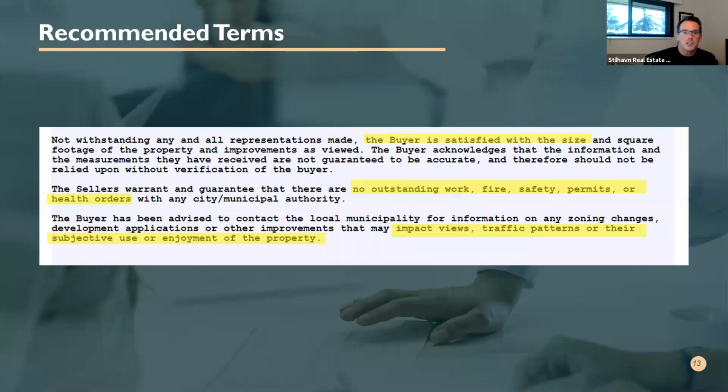The buyer acknowledges that the information and the measurements they have received are not guaranteed to be accurate and therefore should not be relied upon without verification. And again, usually, unless it's a crazy amount, if this ever goes to court, the court's going to look and say, okay, Mr. Buyer, you're not happy that it's 75 square feet smaller. But when you looked at it and you saw that the living room and the dining room and everything was a nice big open plan, that's what you bought. You appreciated and found value in that.